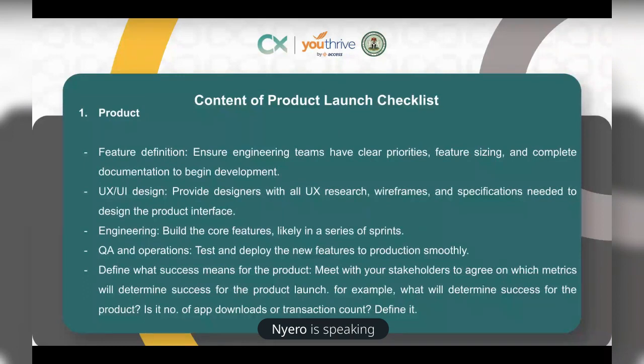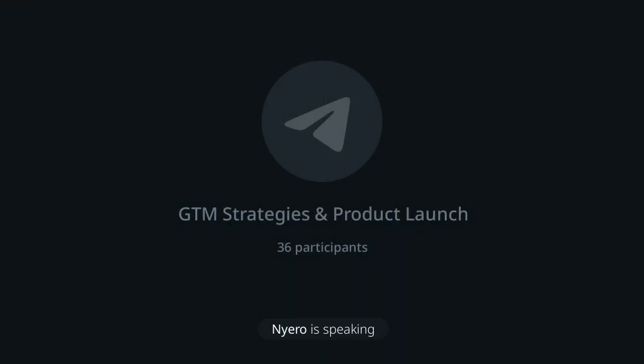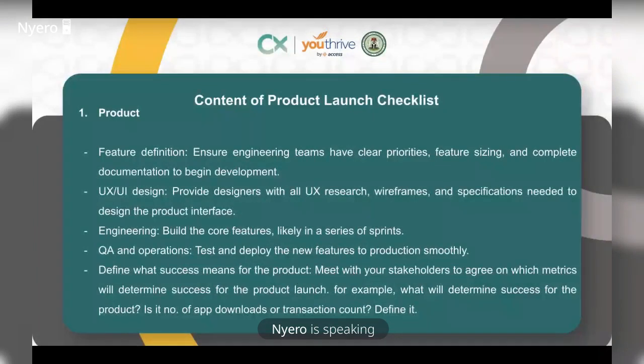Now, first of all, product. In terms of products, you are ticking your list. Now, are the features defined clearly on our PRD? This is the content of your product launch checklist. Are our features defined clearly on our PRD? If they are, then that's ticked on your list.